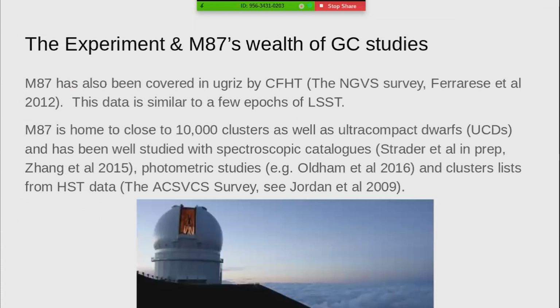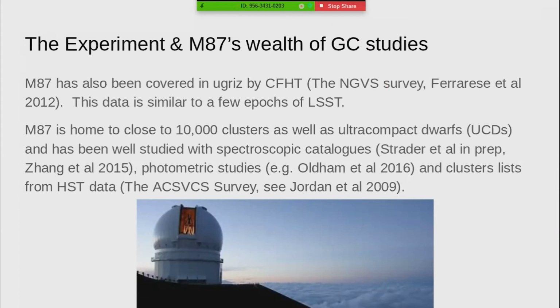So the experimental setup here is we are using M87 to do everything because it has so many clusters and it's so well studied. We're also trying to consider ultra-compact dwarfs as much as possible, even though there's unfortunately not that many of them, and I'll talk about that in a second. The data that we're going to use is CFHT data. It was taken for the NGVS survey and it was on Megapipe. And again, the previous speaker was kind enough to show the limiting magnitude of the survey. So you have a good idea of what we're working with here.